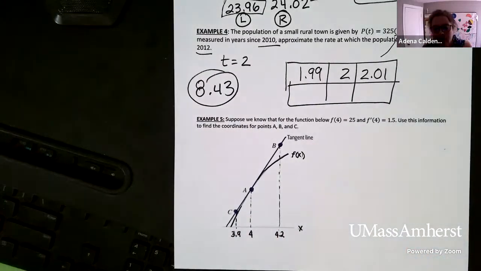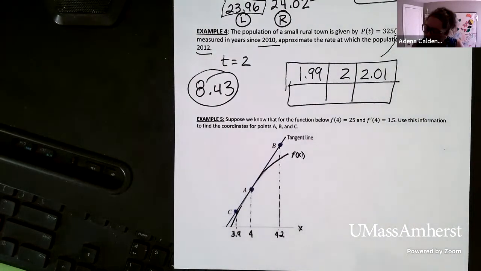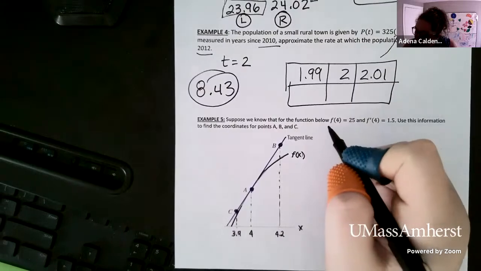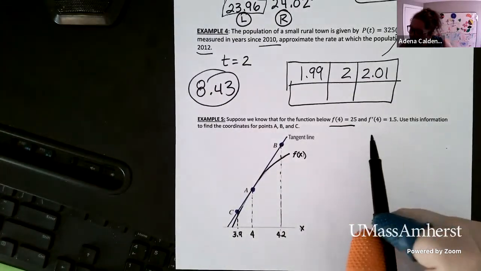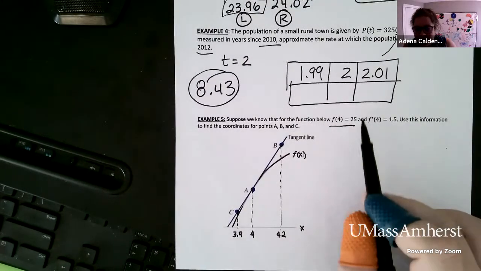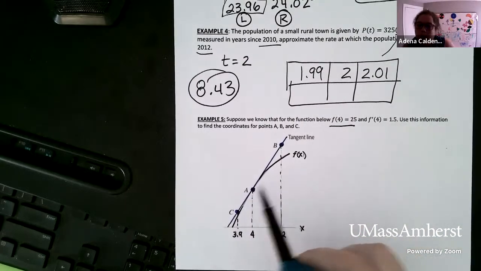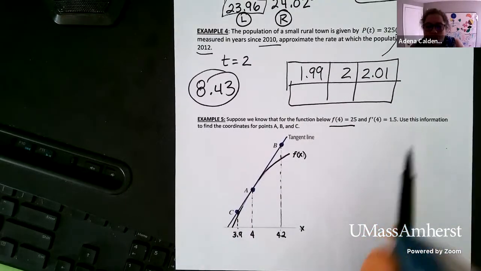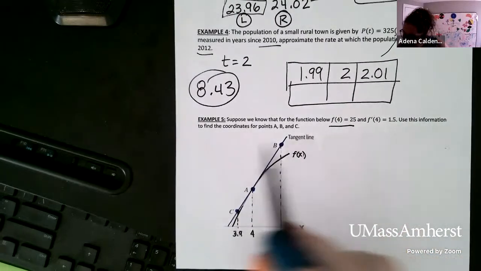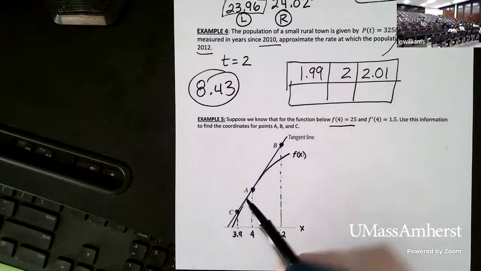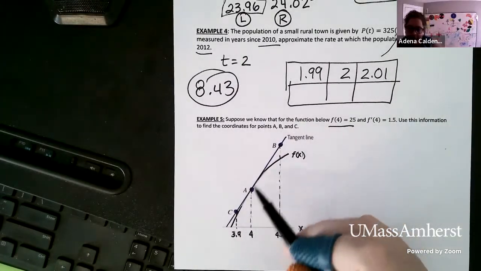So here we have a function f of x, and we have some information about this function. We know that f of 4 equals 25, so that's a functional value. And we know that f prime of 4, so the instantaneous rate of change or the derivative at 4, is 1.5. We want to use this information to find the values, or the coordinates, for A, B, and C. So our goal is to have the coordinates for all 3 of these dots.